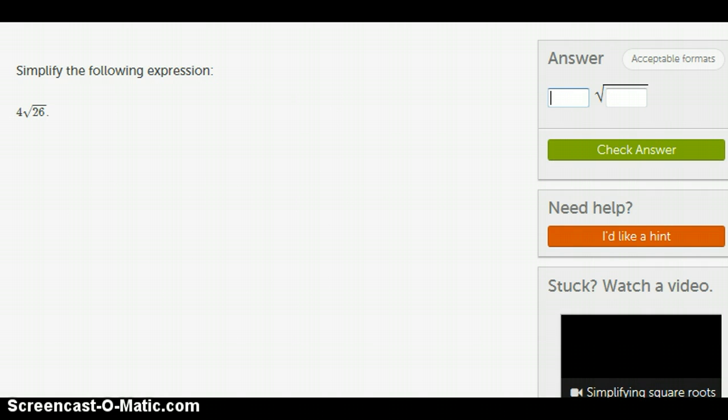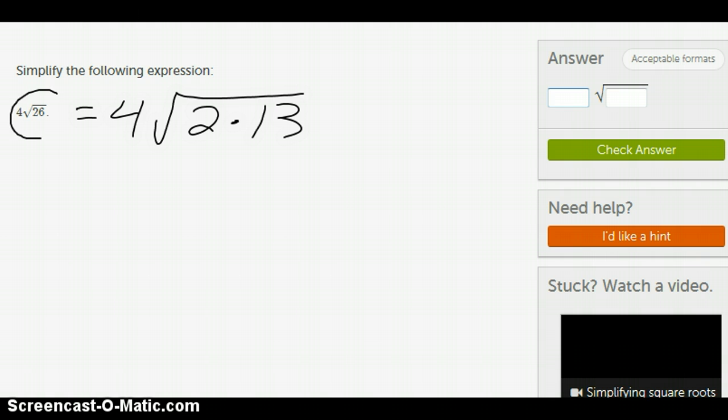4 times the square root of 26. So again, we have to do the factor tree. So we're going to have 4 times the square root of, and the factor tree for 26 is 2 times 13. First thing I look for is a pair of numbers. I do not have a pair of numbers, so this is already simplified. So my answer is 4 times the square root of 26.